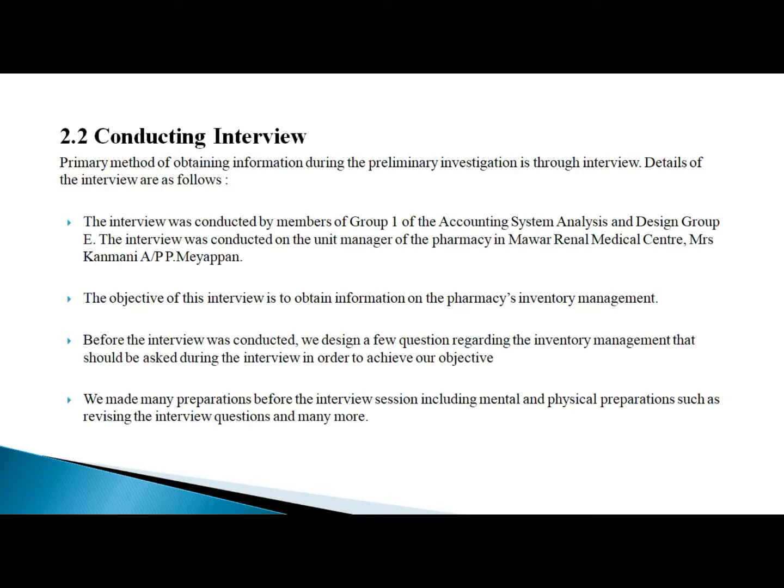The types of questions that were asked are what types of products were sold, how the pharmacy reorders products, and many more. We made many preparations before the interview session, including mental and physical preparations such as revising the interview questions. During the interview, we collected a sufficient amount of information on inventory management that will help in preparing this report.